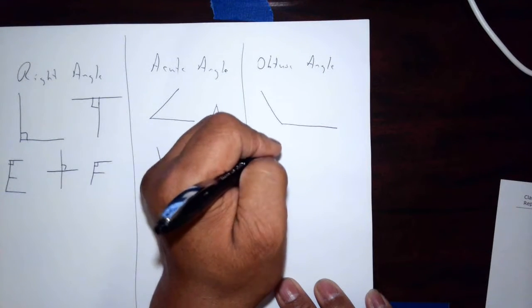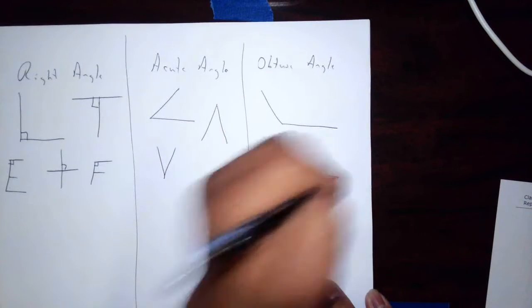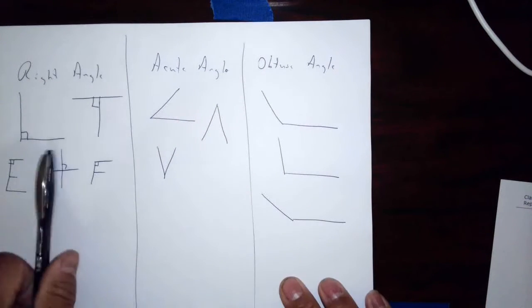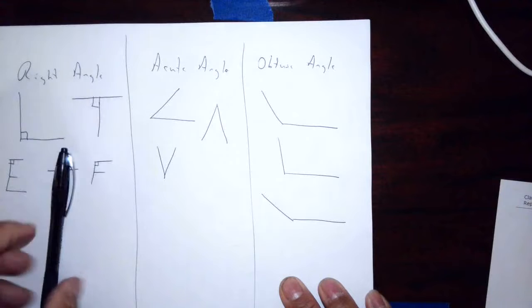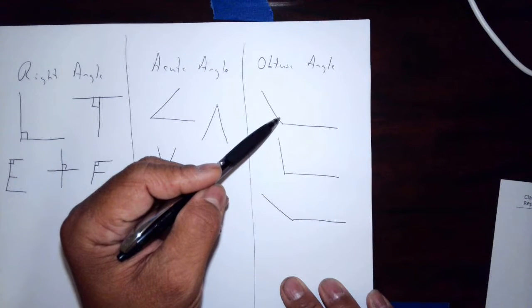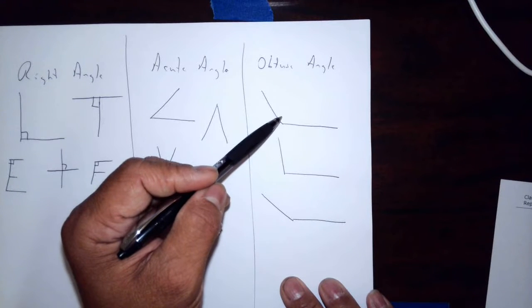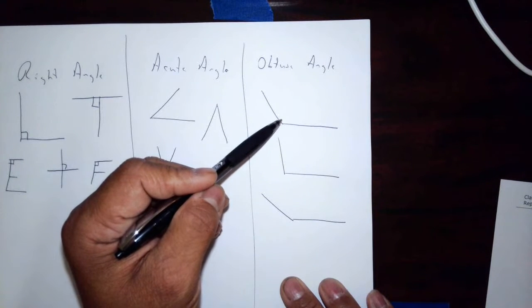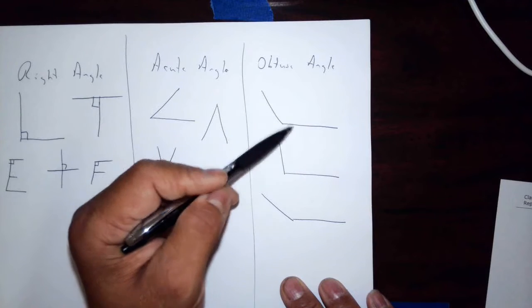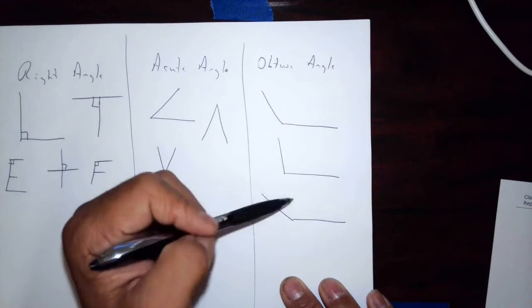On the obtuse angle, it's open nice and wide. It's kind of like when your throat hurts, you go to the doctor. And then they say, open up your mouth nice and wide and say, ah. Obtuse. They're nice and wide. Obtuse.